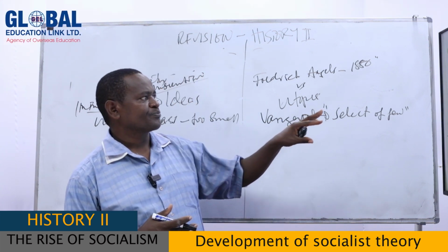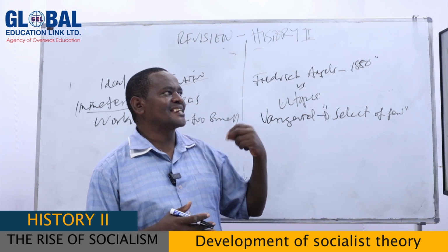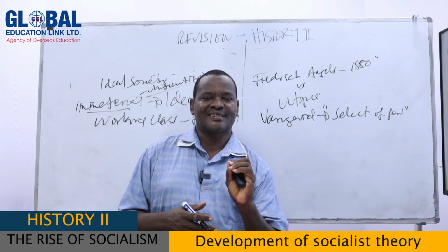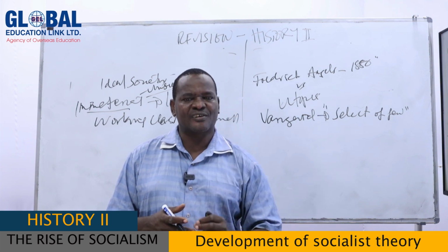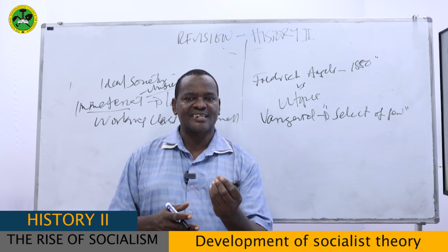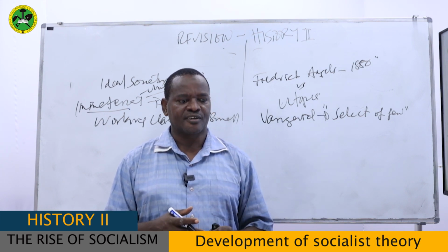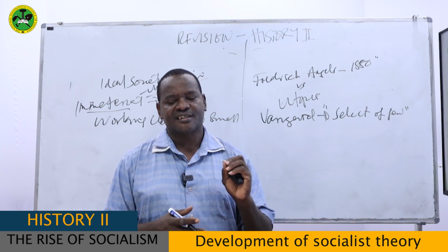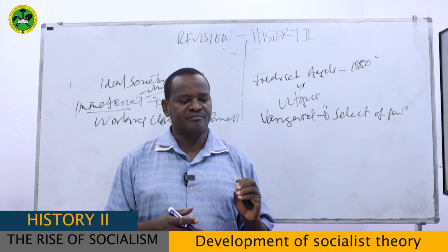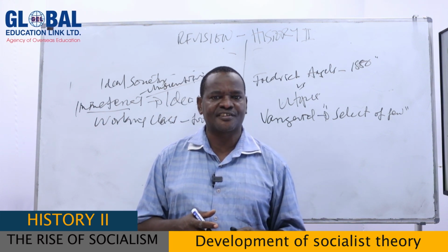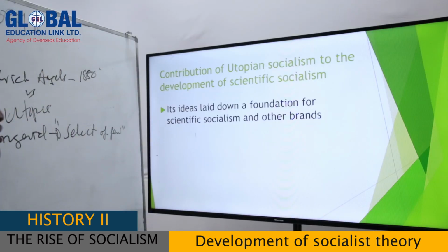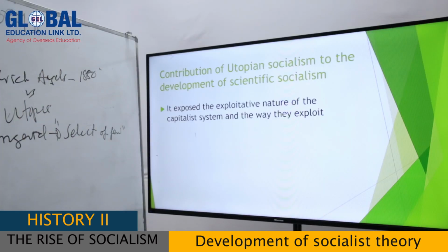But thanks to utopian socialism, it laid down an idea. The only problem is they didn't know the way to attain that idea. But at least the idea of an ideal society was laid down. It was brought into the world for the first time by the utopians, those people we have mentioned, including St. Thomas More, including Plato, Robert Owen, Charles Fourier, Comte de Saint-Simon, and so on. So that is the first contribution of utopian socialism to scientific socialism.